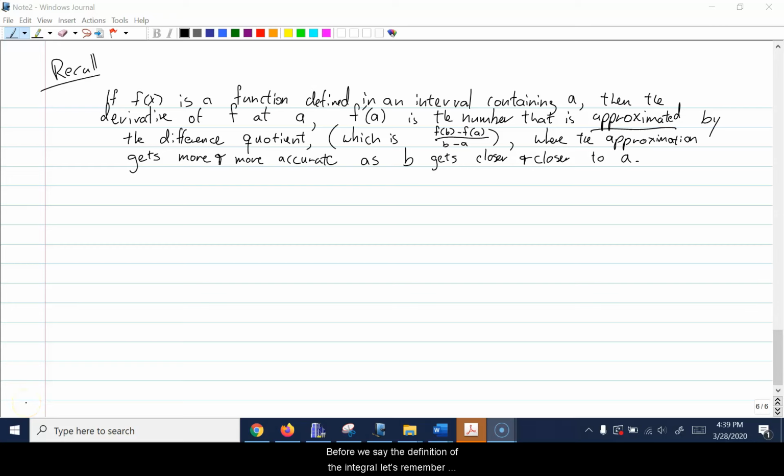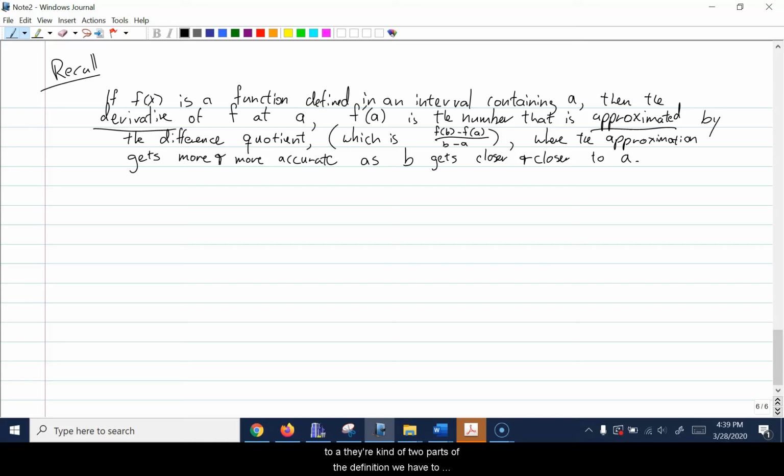Before we say the definition of the integral, let's remember how it worked for a derivative. We defined what the derivative was by saying if you have a function and it's defined near a, you want to find the slope at a, then the derivative is the number that is approximated by the difference quotient, where the approximation gets more and more accurate as that b value gets closer and closer to a.